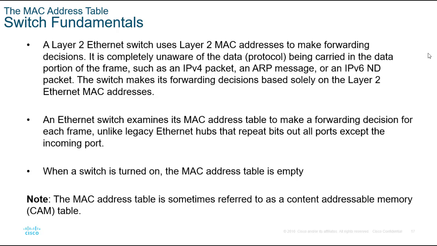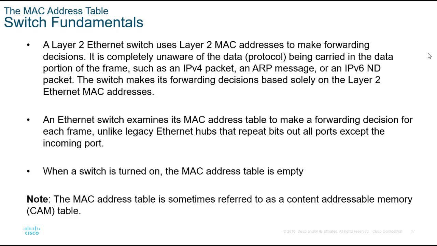We learned that a legacy hub would receive a frame on one port and simply repeat the same frame out all other ports. You can imagine what would happen if an Ethernet switch did the same thing. The network would quickly become congested and overloaded with traffic. There's no need to worry, because a Layer 2 Ethernet switch uses logic involving those Layer 2 MAC addresses to make calculated forwarding decisions. The switch is oblivious to the data portion of the frame and takes only the Layer 2 Ethernet MAC addresses into account when making forwarding decisions.